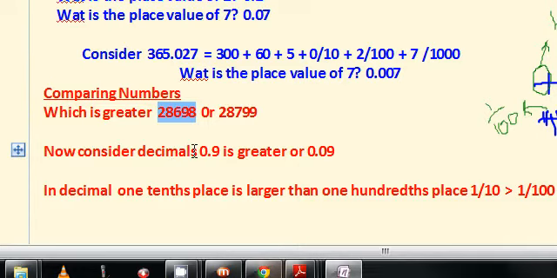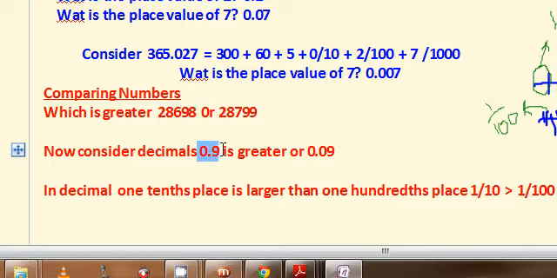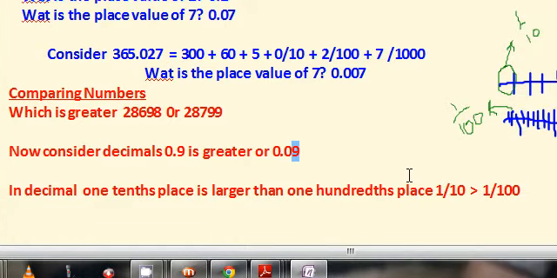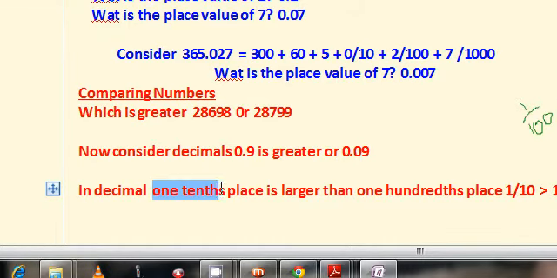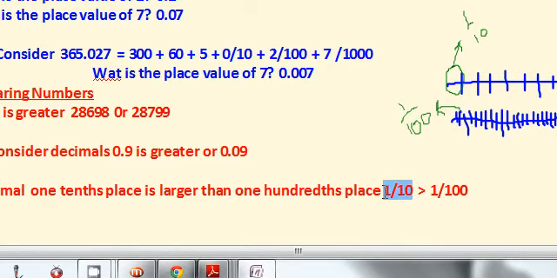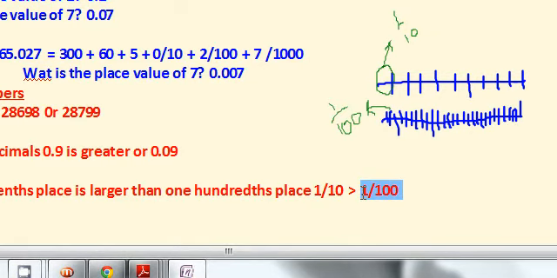Now let's see how we compare it in decimal using the same analogy. Now consider which is greater, 0.9 or 0.09. Now see, 9 is positioned at 1/10th place. Here 0 is positioned at 1/10th place and 9 is positioned at 100th place. So in decimal, in general fraction also, the 1/10th place is larger than 100th place, meaning that 1 by 10 is greater than 1 by 100.